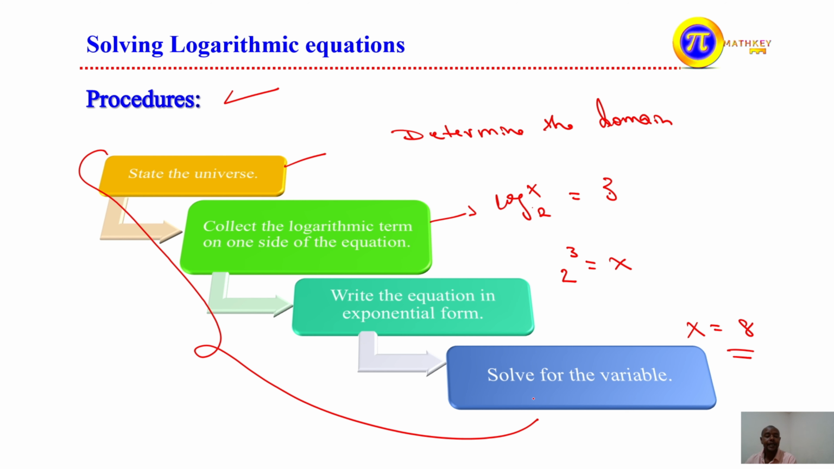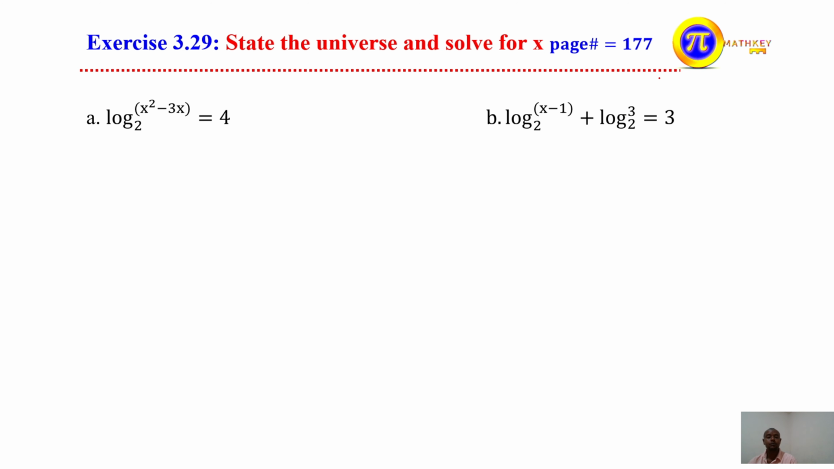That means to solve a logarithmic equation. Let us consider the examples that we have. All the examples are taken from Exercise 3.29, state the universe and solve for x. All lie on page 177. When it comes to the first: log of x squared minus 3x in base 2 is equal to 4.